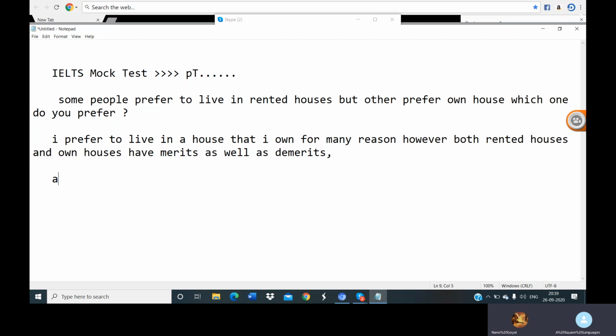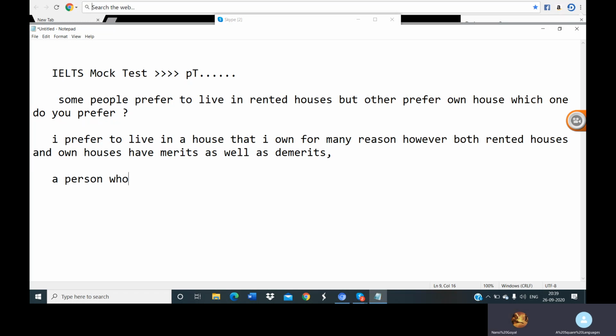Now, I have to justify my statement. If I'm saying there are a lot of advantages and a lot of disadvantages, I have to justify my statement with the help of examples. So I have to give them a lot of examples. Is that clear to you? Yes, sir.